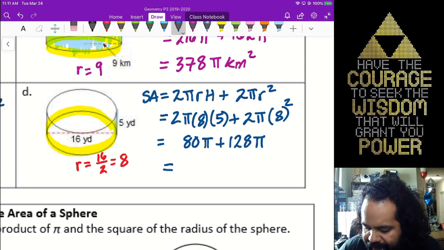Alright, so let's see here. Yeah, 8 and 12 is, yep, 208 pi yards squared.